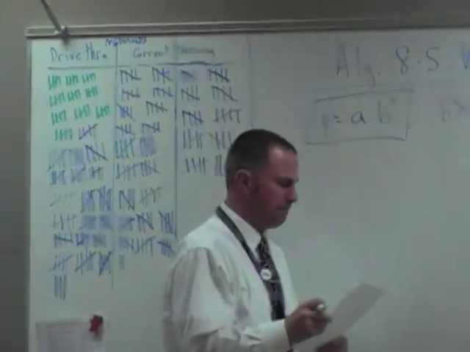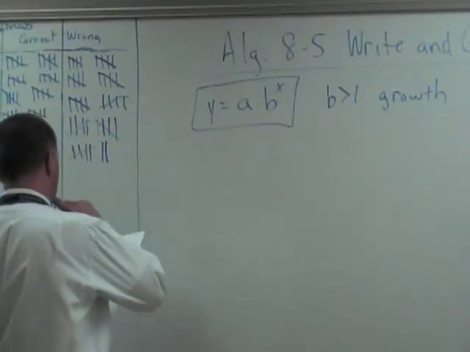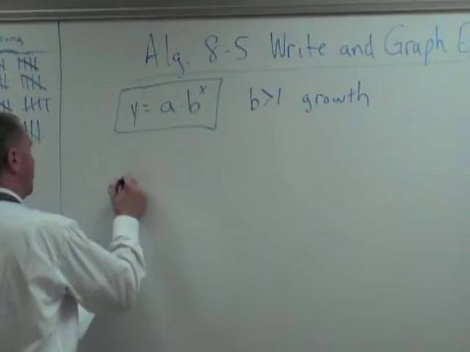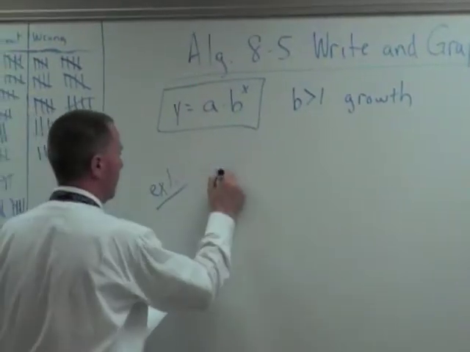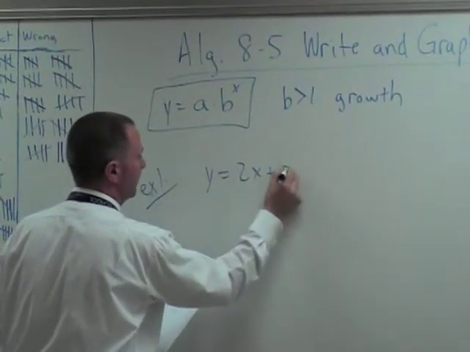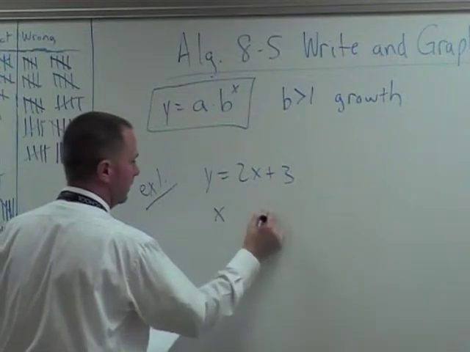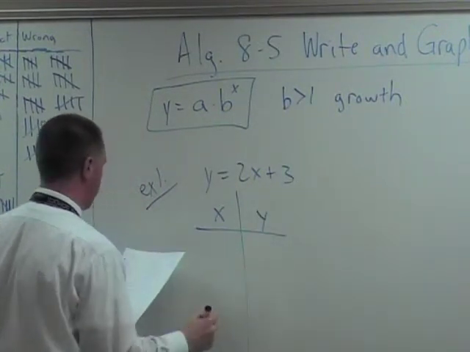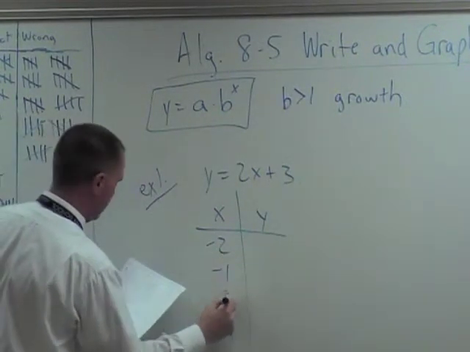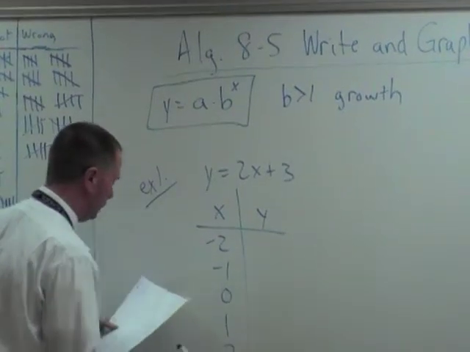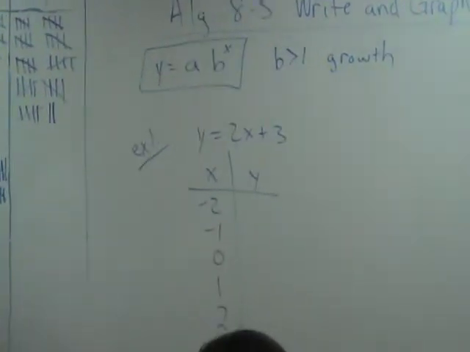All right. So let's look at some quick example here of what I want you to do. So y equals 2x plus 3. X and y. We're going to pick some points: -2, -1, 0, 1, and 2 for x. Everybody figure out what your y's are real quickly.